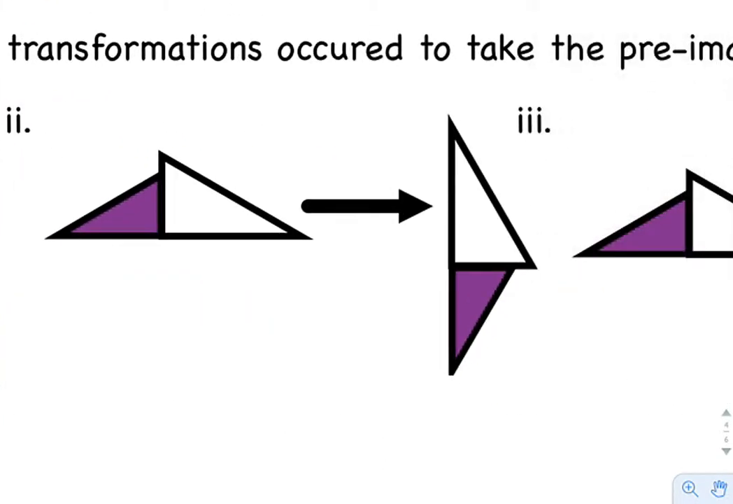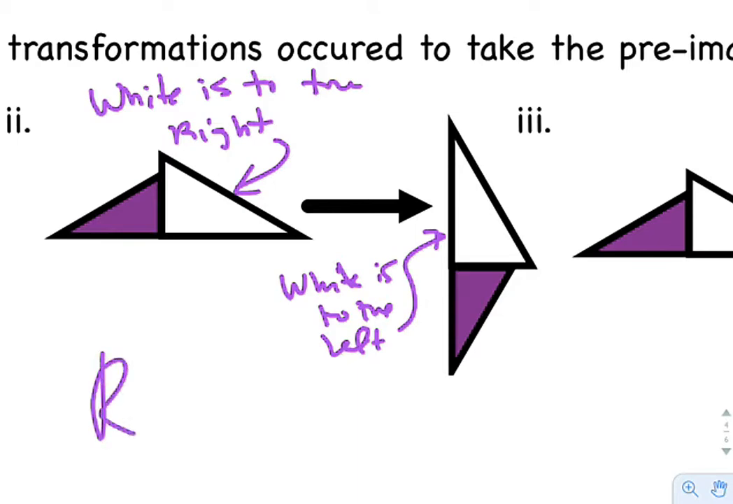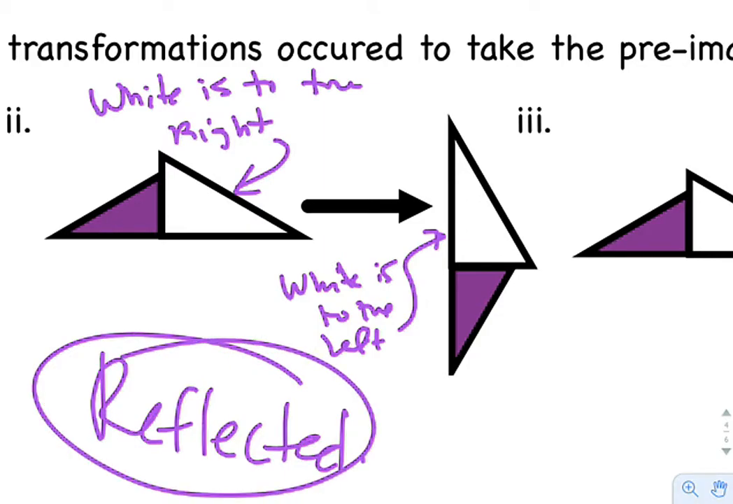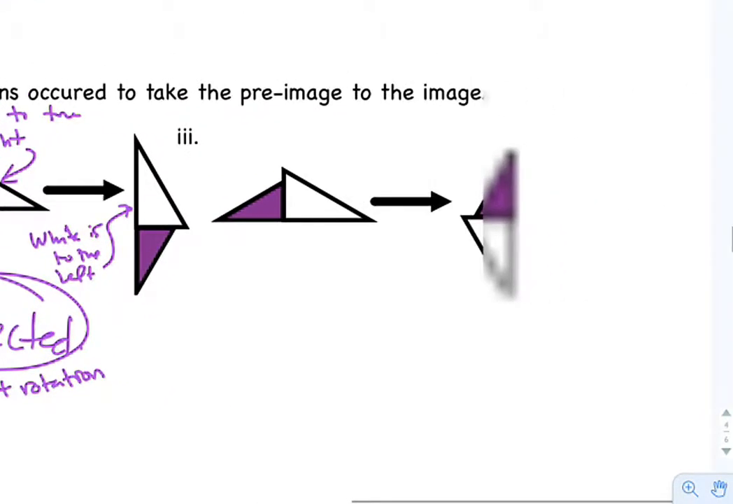Here we can do the same thing. Now here, using the same analysis as I did before, this has definitely been reflected. Maybe rotated also, but at least reflected. And here's the reason why. Okay, so the white is to the right here, but here the white is to the left. Which means it had to be at least reflected. It could have been rotated also, and I'll put maybe plus rotation. But the big thing is that you have to recognize the reflection here.